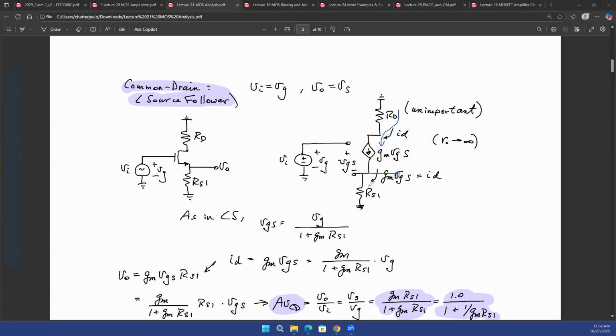configurations do not. So let's stop here. In the next lecture, we'll look at a few examples.